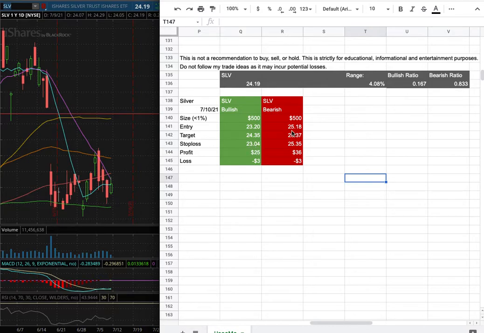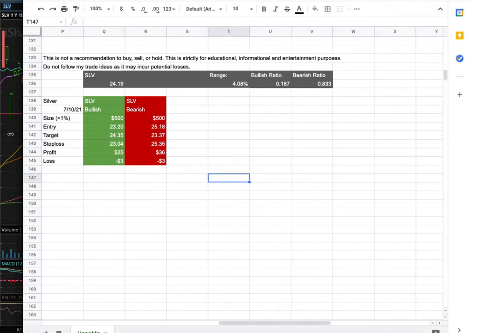However, if I were to open a short entry, my position is at $25.18, and my sell target is at $23.37, and my stop loss is at $25.35. So whichever entry price were to hit first, that'll be my position of the week.